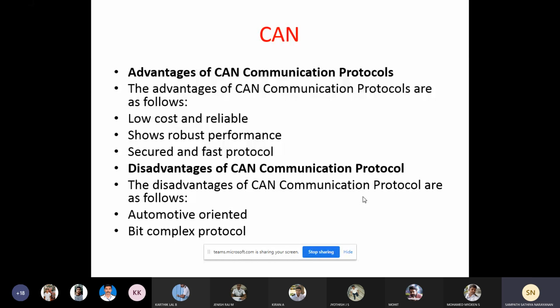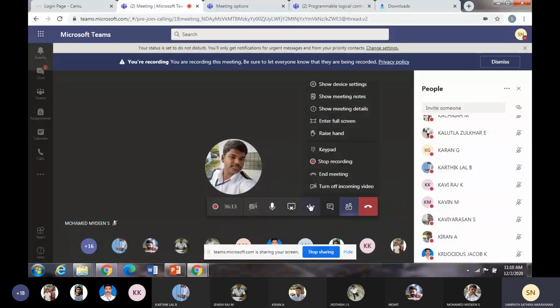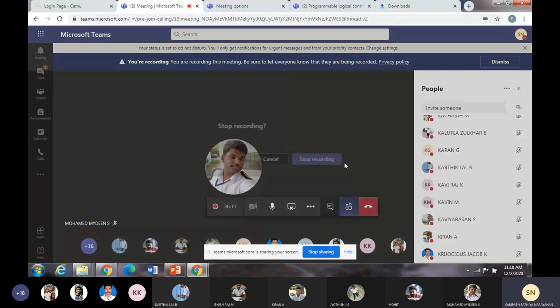So these are some of the communication protocols used in embedded systems. We need to know some of the basics of these protocols, where they are used, and their advantages and disadvantages. With that, I will wind up.